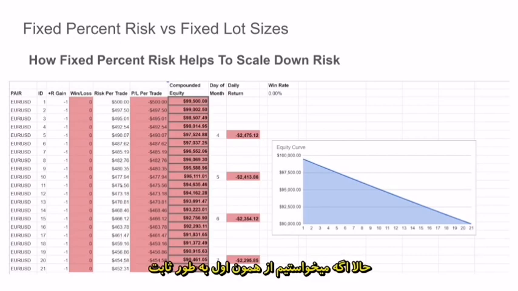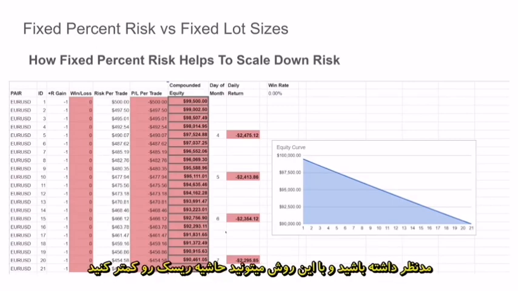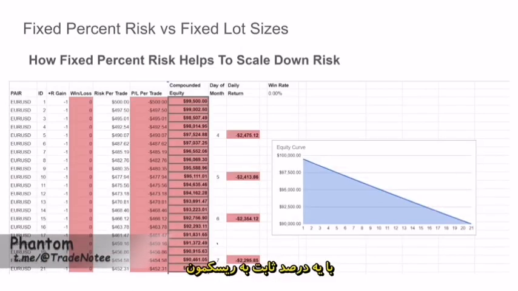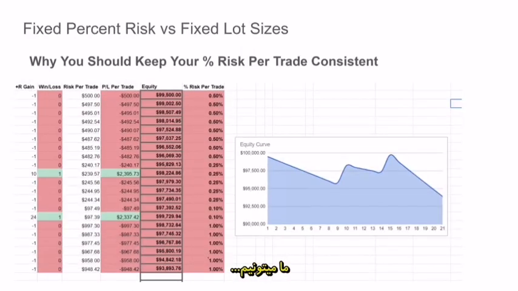Again, if we were risking just $500 fixed per trade, we're going to hit this negative 10% drawdown a lot faster, especially when you factor in commissions and spread, right? So this helps a little bit to dampen our losses. And on the flip side, as long as we continue to stick to our fixed percent risk, it's going to help us compound our account.